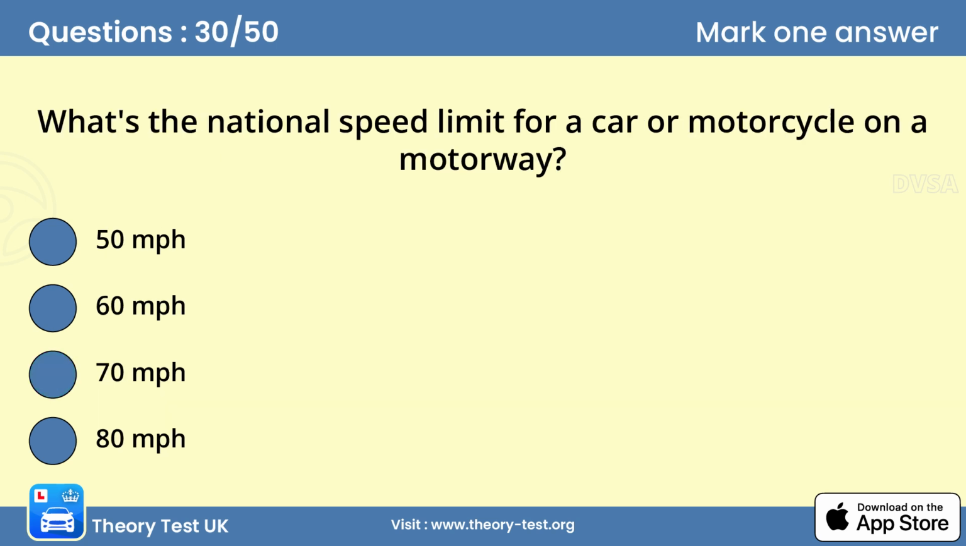Question 30. What's the national speed limit for a car or motorcycle on a motorway? C. 70 miles per hour. The national speed limit for a car or motorcycle on a motorway is 70 miles per hour. Lower speed limits may be in force, for example, at roadworks. Variable speed limits also operate in some areas when the motorway is very busy. Cars or motorcycles towing trailers are subject to a lower speed limit.